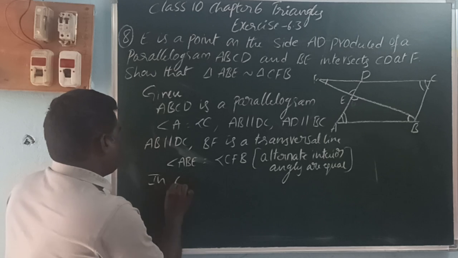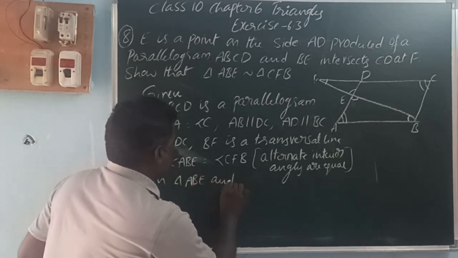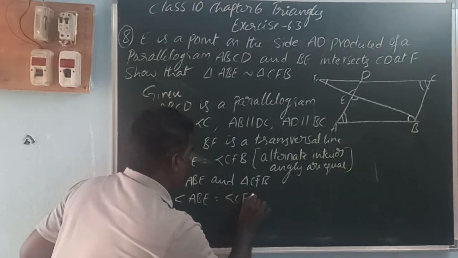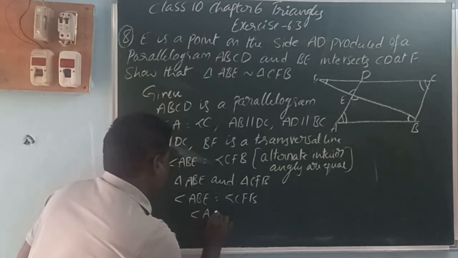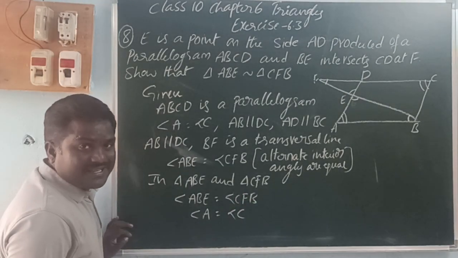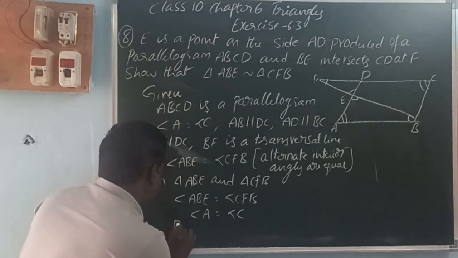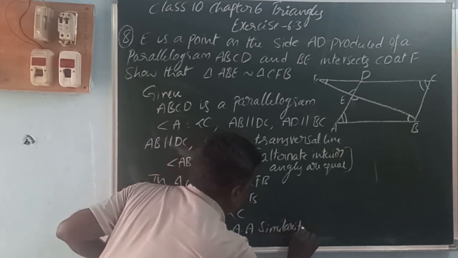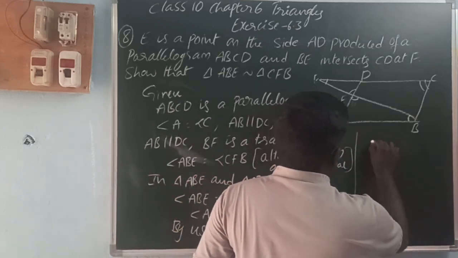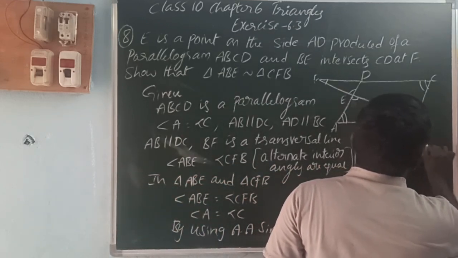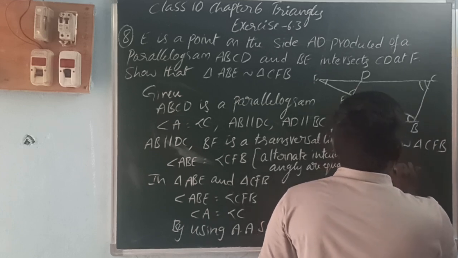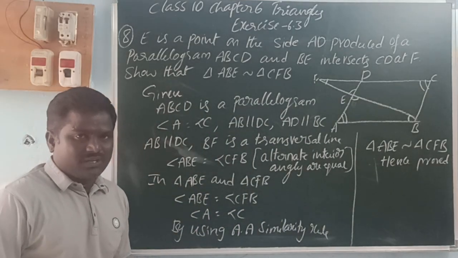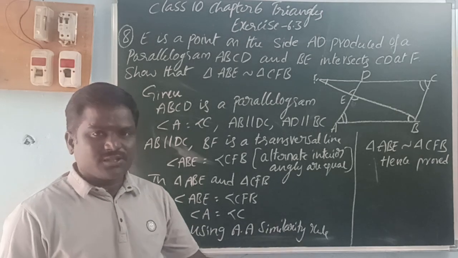So in triangle ABE and triangle CFB, angle ABE is equal to angle CFB. Why? Alternate interior angles are equal. Angle A is equal to angle C. Why? Opposite angles are equal in a parallelogram. So therefore, by using the angle similarity rule, triangle ABE is similar to triangle CFB. By the angle similarity rule, in any two triangles, if two angles are equal, the third angle is also equal.